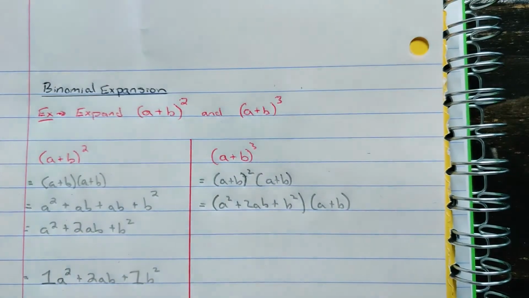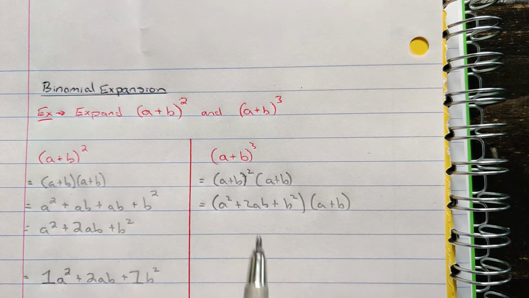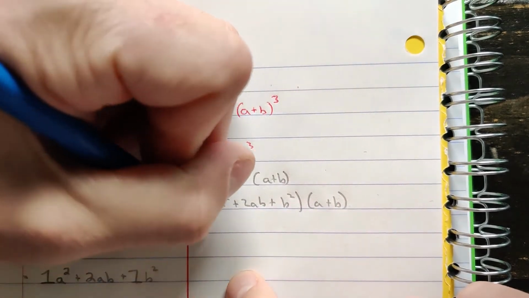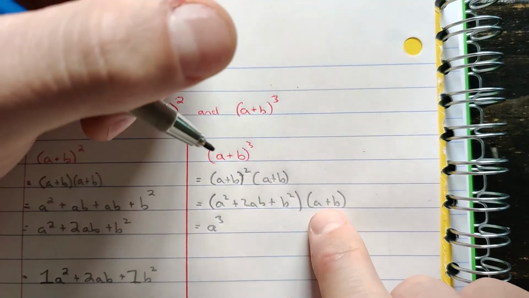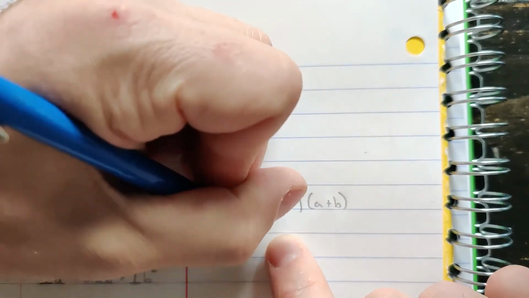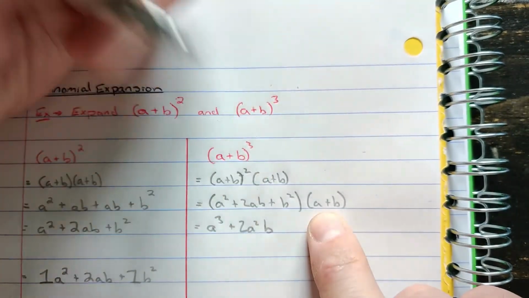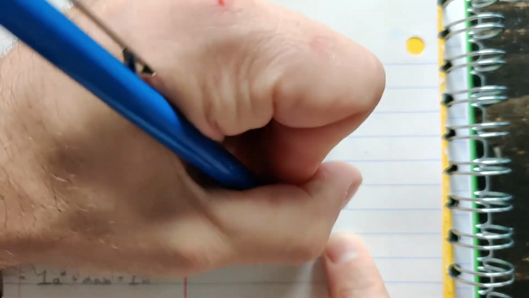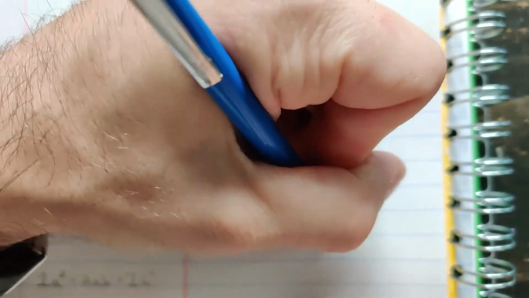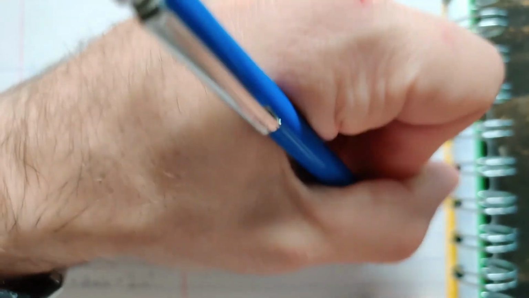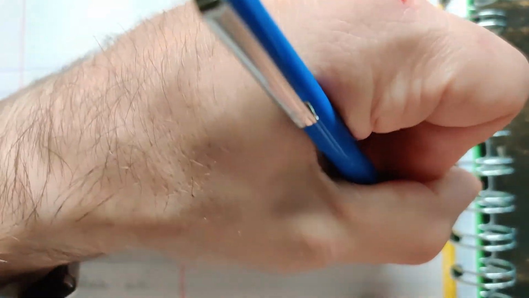And so again, when we're expanding by these polynomials, we're multiplying everything in one bracket by everything in the other bracket. So we're going to end up with A cubed and then plus 2A squared B. That's A times A plus B, or A times B. And then here, plus AB squared. And then we multiply by the Bs. Plus A squared B plus 2AB squared plus B cubed.